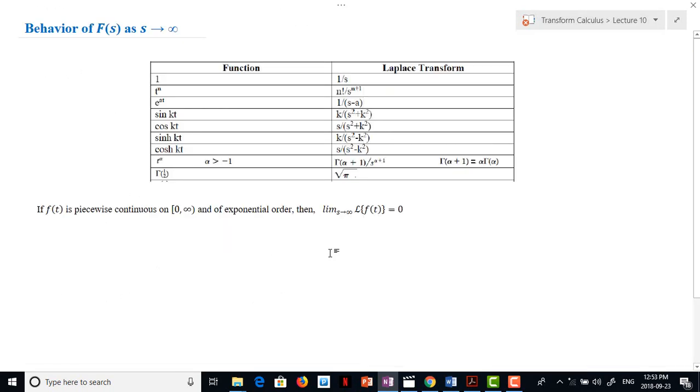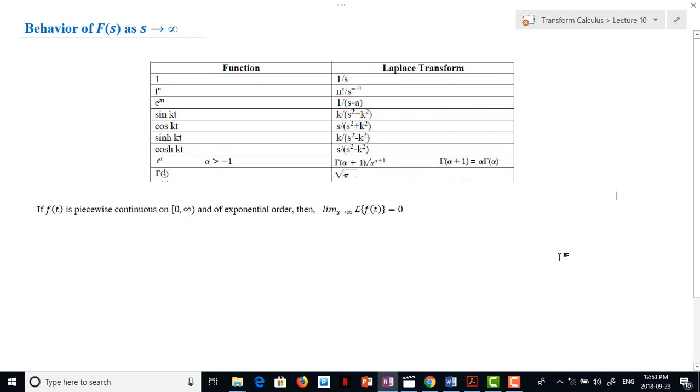In this section, you want to see the behavior of the Laplace transform when s approaches infinity. So we already found the Laplace transform of some functions. For example, 1 is 1 over s, t to the power of n is n factorial over s to the power of n plus 1, and so on. For all these Laplace transforms, we can see that when s approaches infinity, F(s) approaches 0. But we want to see if it's valid for all functions or not.